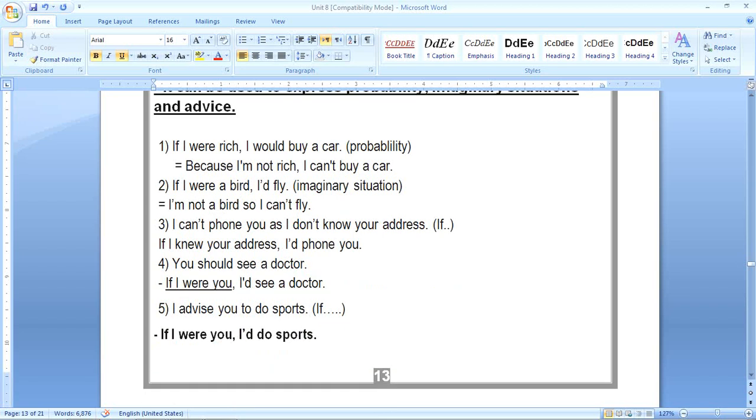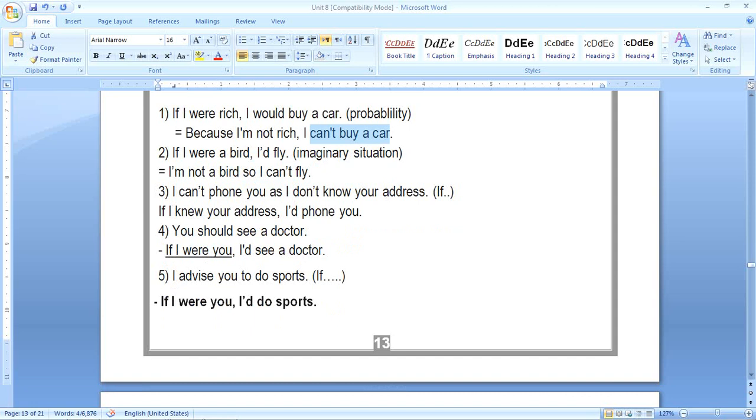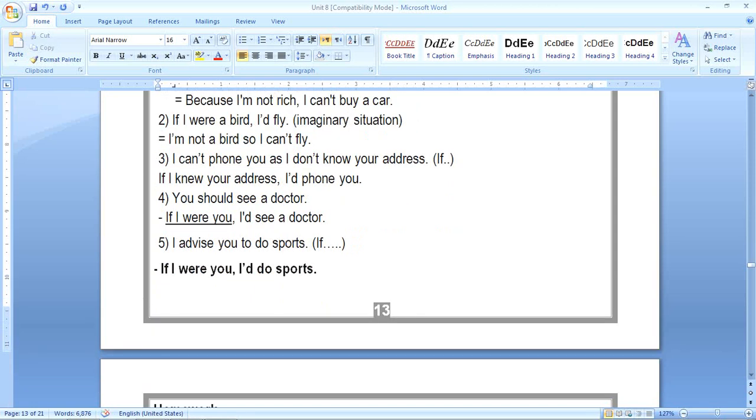Let's look again at this example. If I were rich, I'd buy a car. That means now at present I am not rich, so I can't buy a car. Let's take another example. Number 2. If I were a bird, I'd fly. This is an imaginary situation. You can just imagine saying that if I were a bird, I'd fly. If I were a fish, I'd swim. But the fact in the present is that I am not a bird, so I cannot fly.